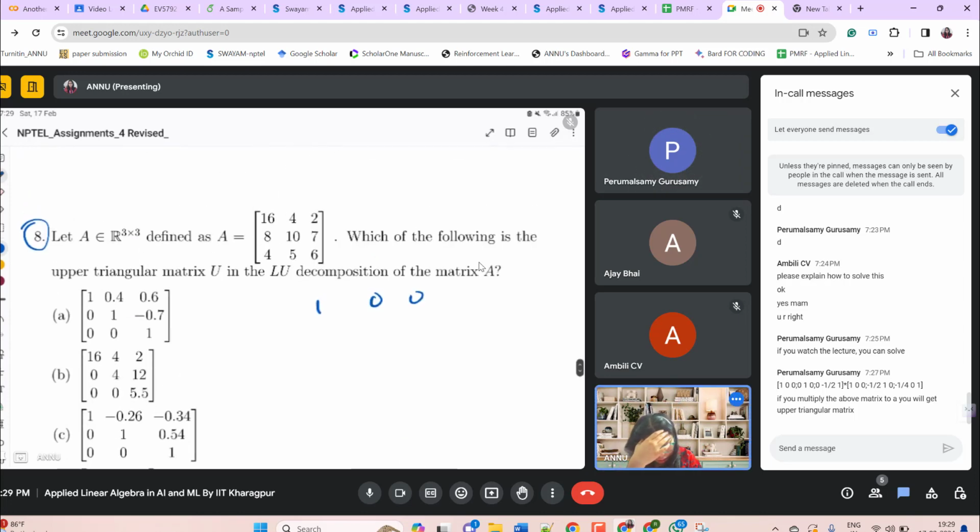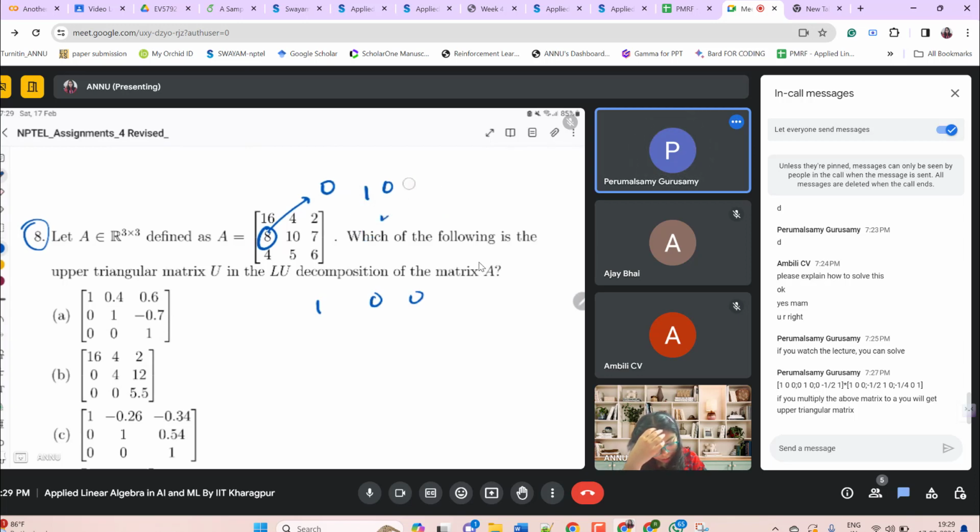A21 to 0. Okay, this one. For that, what we have to do, first you have to multiply 1 0 0 by minus of 10, minus of 10. Next row, minus 1 by 2.